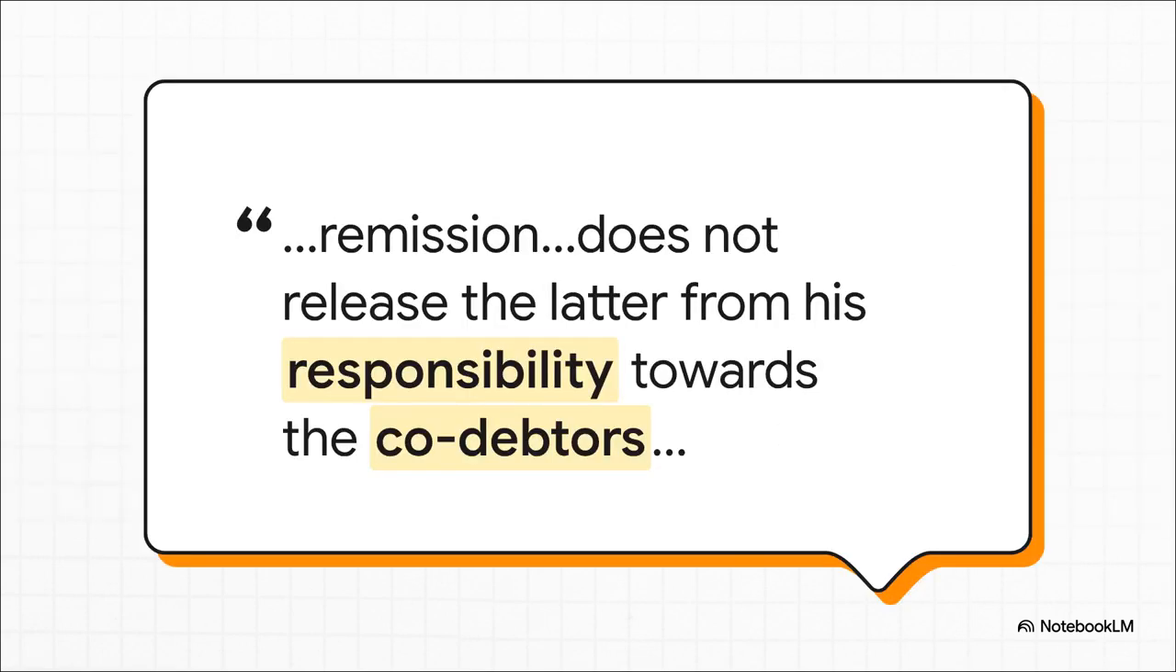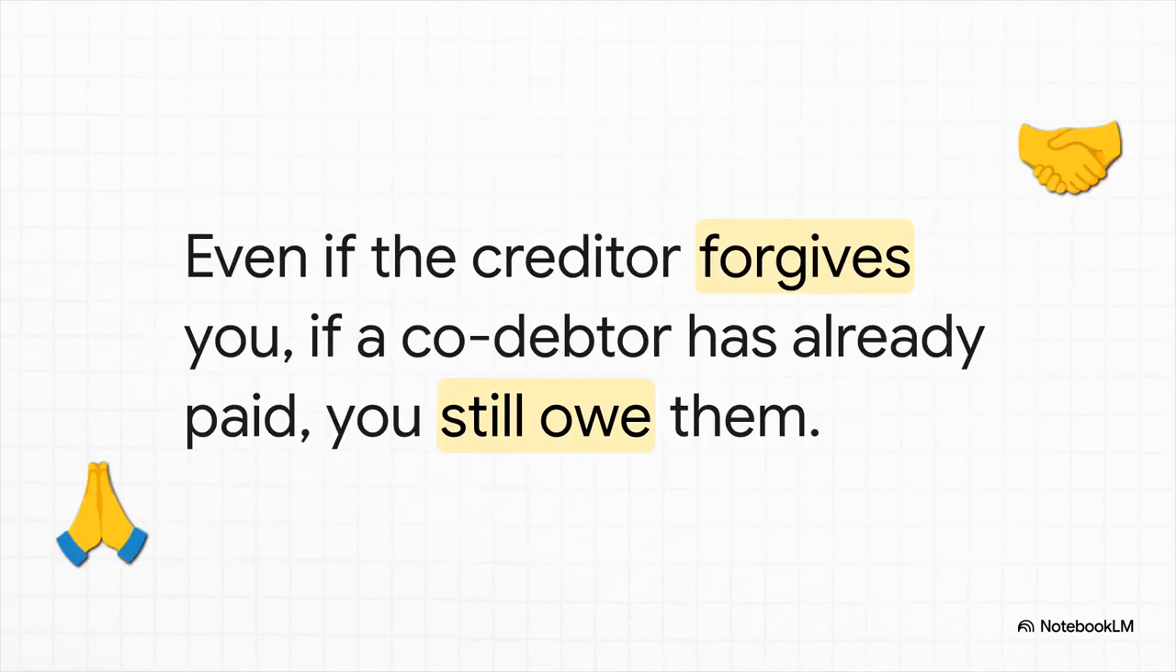Now for another tricky area, remission. That's just a fancy legal term for forgiveness of debt. Check out this line from Article 1219. I know it's super wordy and confusing, but it's about what happens when the creditor forgives one person's share, but someone else has already paid the full debt. So what on earth does that mean?